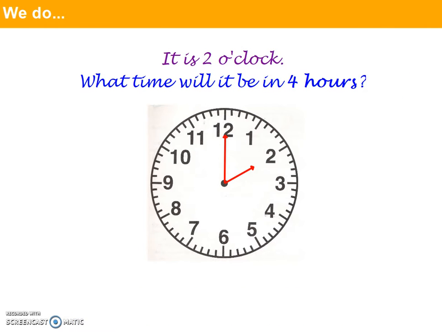Now, quick question for you. It's currently 2 o'clock. We can see that on the analog clock. What time do you think it will be in 4 hours? Now, for this one, do I need to be thinking about where my hour hand is going to be or my minute hand? Which way am I going to be able to calculate this most easily? So it is 2 o'clock. What time will it be in 4 hours?